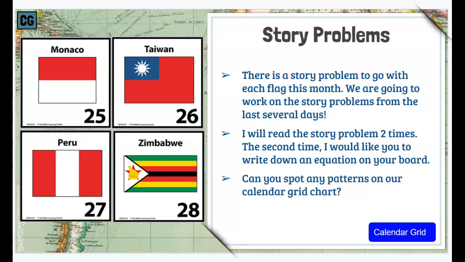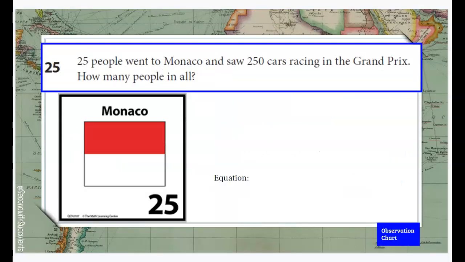Let's take a look at our first story problem. We are going to Monaco. Listen on the first read. 25 people went to Monaco and saw 250 cars racing in the Grand Prix. How many people in all?